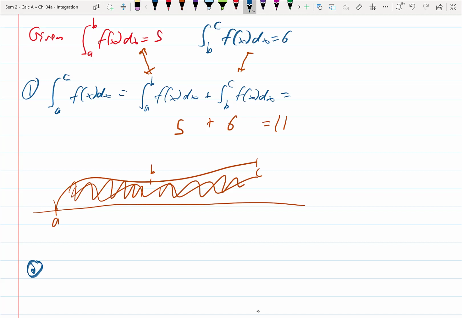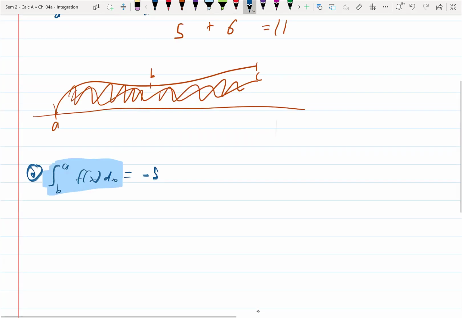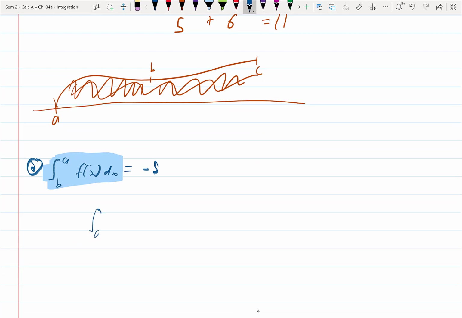Some other properties. The integral from b to a of f of x dx. So I switch the limits from up above. I have the integral from a to b is 5. So if I do the integral from b to a, we kind of hinted at that last week, that is equal to -5, which brings about our property that the integral from a to b of f of x dx is equal to the opposite of the integral from b to a of f of x dx.